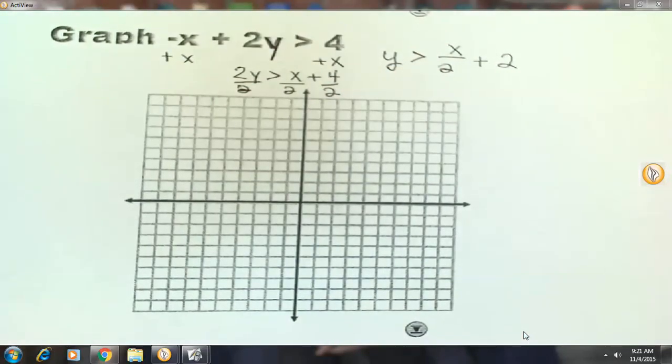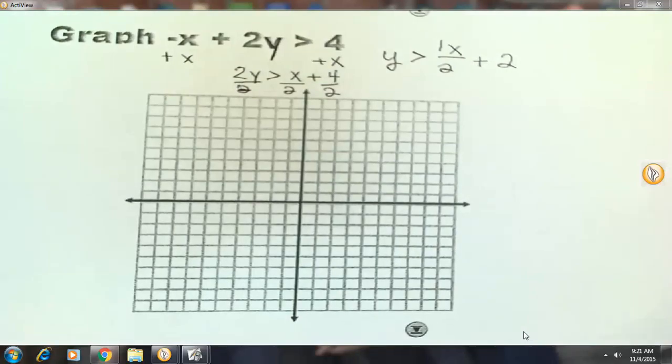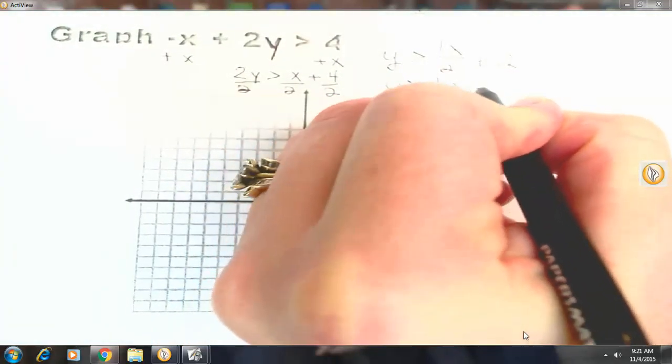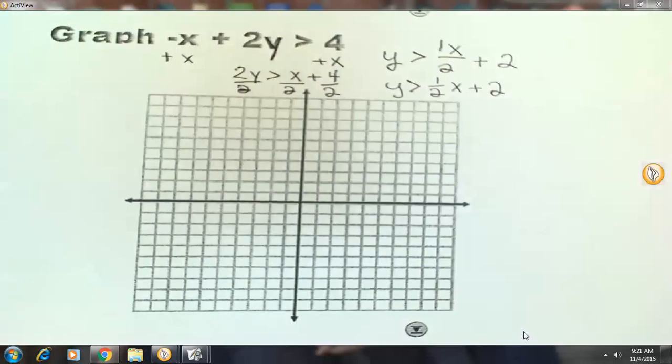So we have y is greater than x over 2 plus 4 divided by 2 is 2. I don't really like that x over 2 because what's our slope? Is it 2 or is it 1/2? It's a half. What number is in front of x? Well, 1. So our slope is 1/2. Most of the time we will see this written as y equals 1/2 x plus 2. Any questions on how I put that into slope-intercept form?